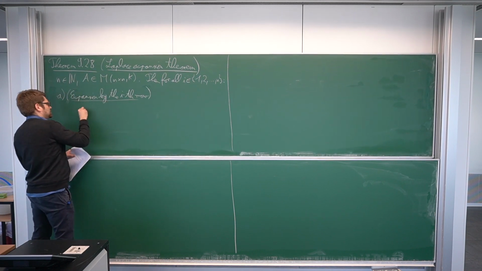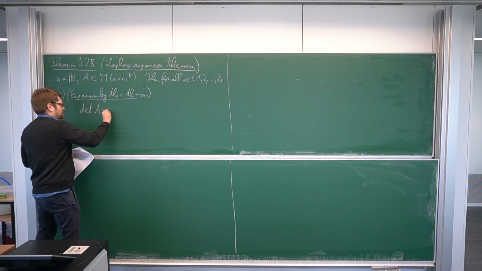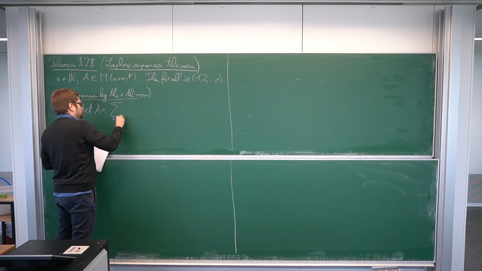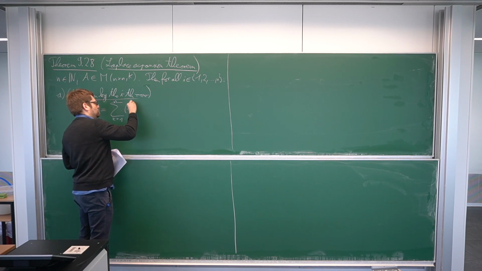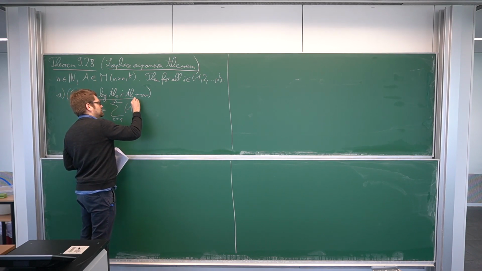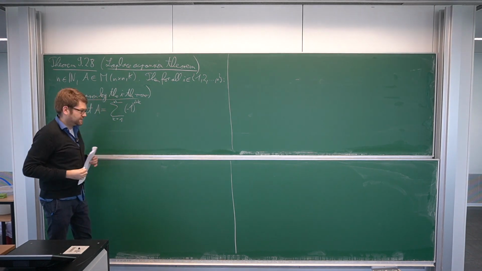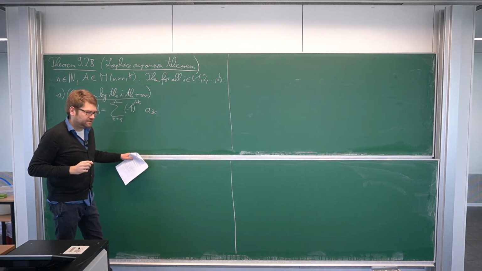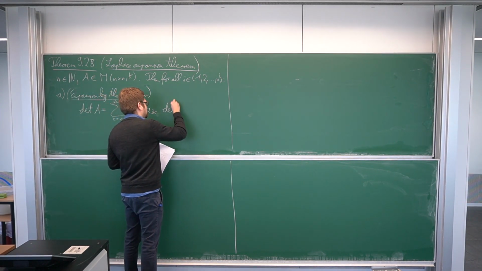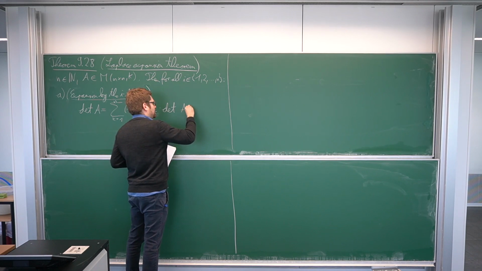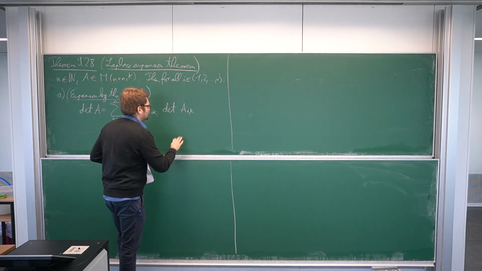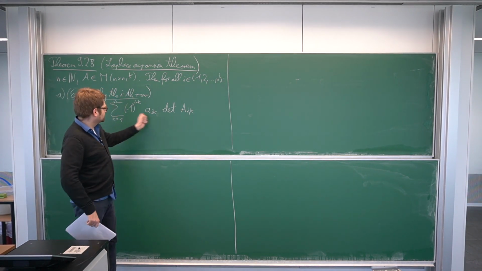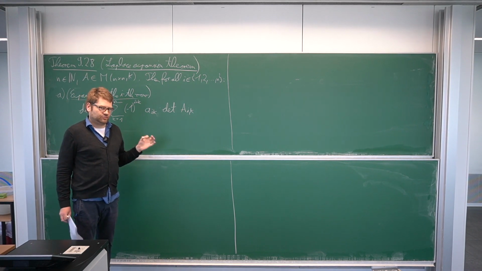Namely the following: the determinant of A is the sum of the following determinants. It's the sum k from 1 to n, and now we take minus 1 to the power i plus k, so some sign depending on i and k, times the entry a_ik, and now the determinant of this matrix A_ik in which we cancelled or deleted the ith row and the kth column. So this is an n minus 1 by n minus 1 matrix, so this is a sum of determinants of smaller matrices.